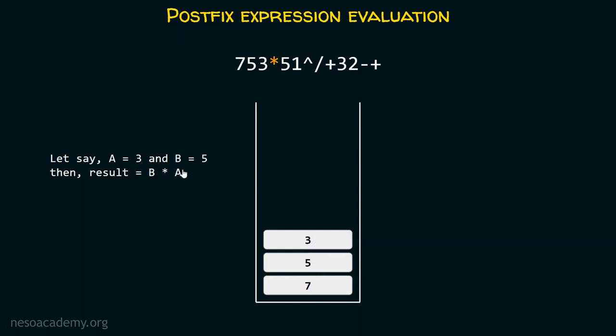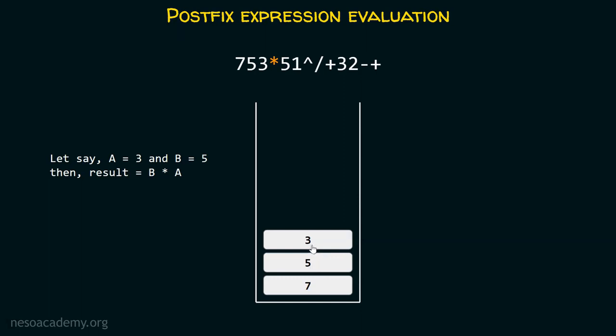Let's say A is 3 and B is 5. Then result will be B into A. Understand this. This is very important. I'm talking about the order. Here, let us assume that this is A and this is B. Then it is very important to decide the order as well. B always comes first and A comes later.